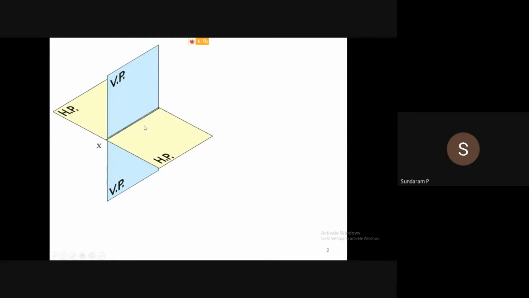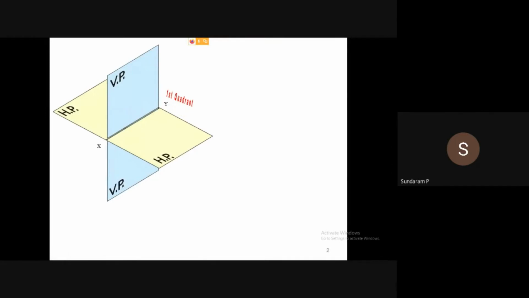The intersection of the horizontal plane and the vertical plane makes a line. It is a right angle, making an angle of 90 degrees. The intersection line is called the reference line or XY line.